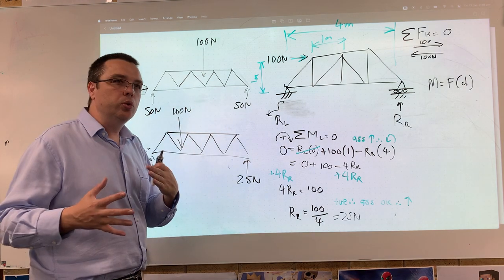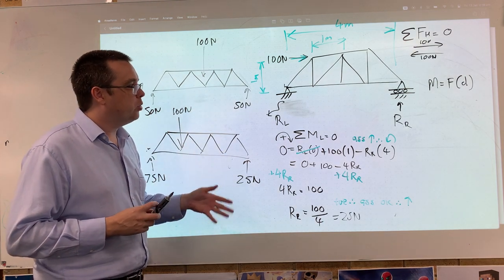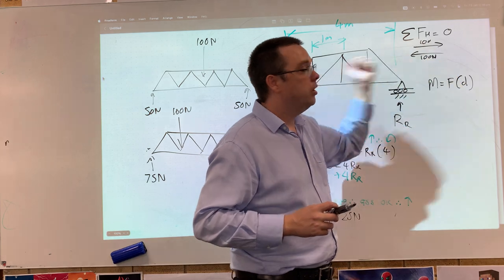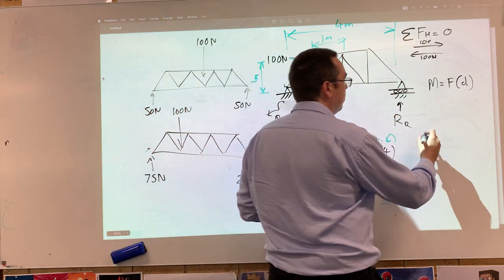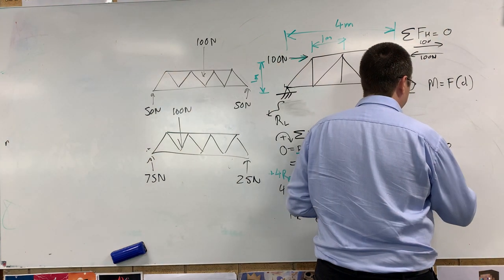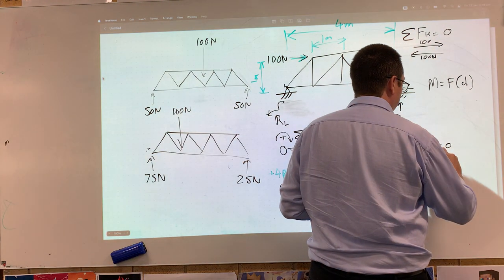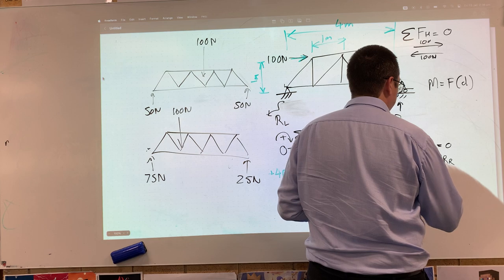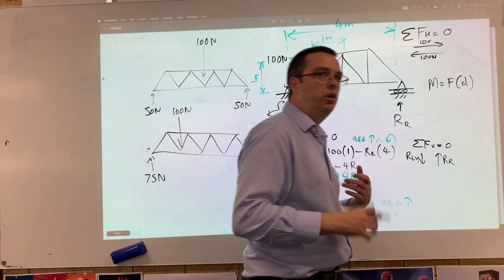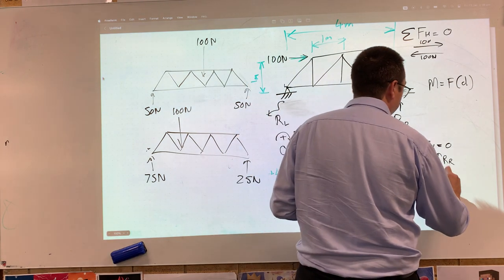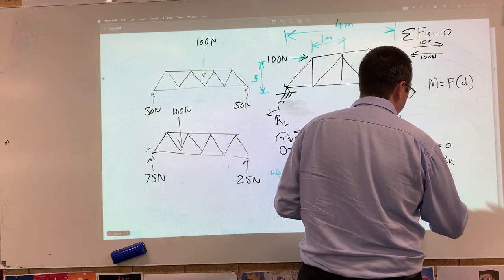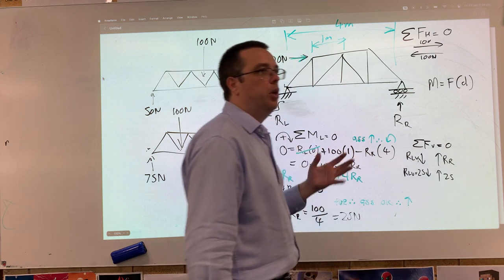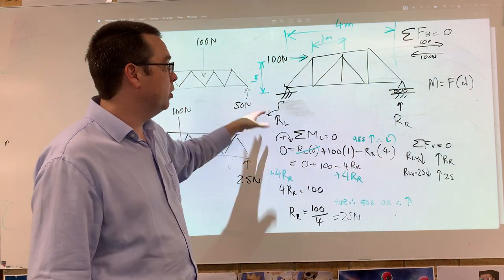Now, there are two ways we can find L. What we saw earlier is using the sum of the forces horizontally, it has to be 100 going this way. And the sum of the forces vertically: if we have RR going up, we're going to have RLV going down in order to balance it. So if we have 25 up, RLV equals 25 down in order to maintain that equilibrium. And then from there we can do our trigonometry and our Pythagoras' theorem to calculate RL total.